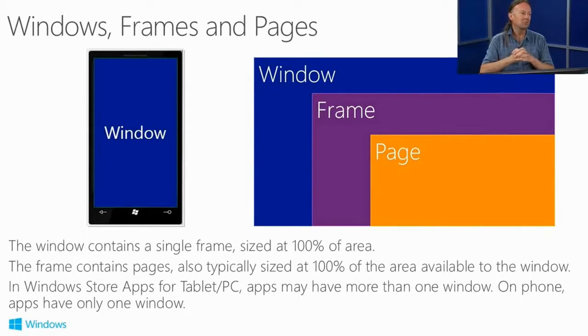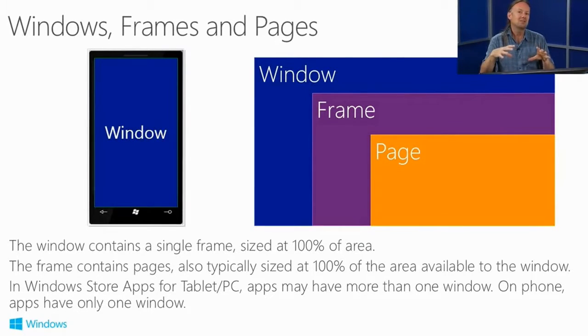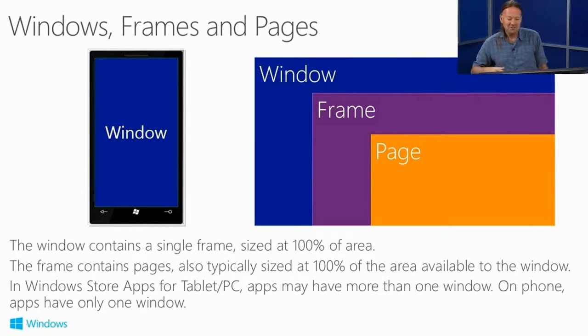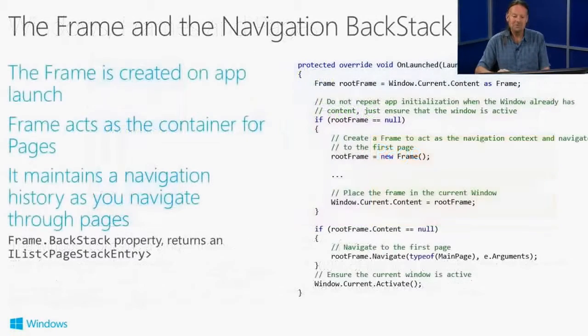And inside that, you've got this thing called a frame. Most apps only have a single frame. Some of the SDK samples do wacky stuff with extra frames. But for the most part, you're only going to want a single frame, which is invisible, and it's another container that sits inside the whole area of the window. The frame is important because that is the container for your actual pages. The frame also tracks navigation between pages. Your pages are nearly always sized 100% of your display area.